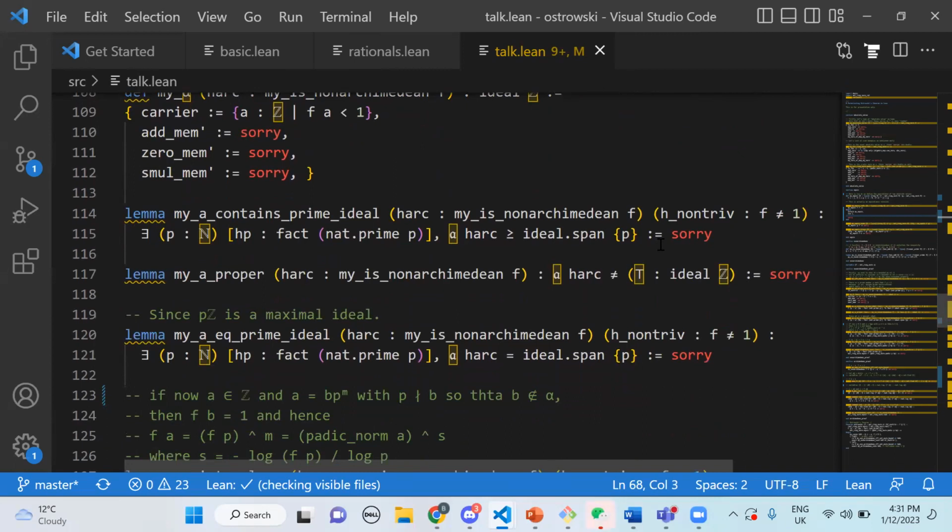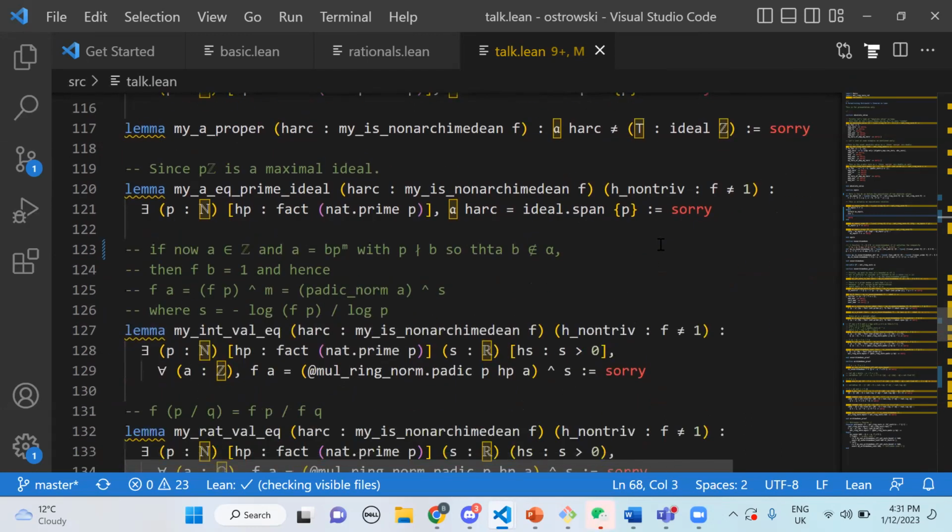So here is the lemma we need: this alpha, everything with norm strictly less than 1, is actually equal to the span of P. So any number that has norm strictly less than 1 is of the form P times z, where z is some integer. And this is quite important because now if you consider any integer A, you can factorize A with respect to P, the prime that you found above.